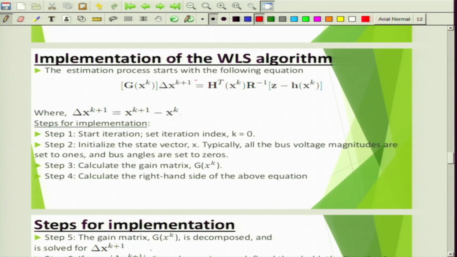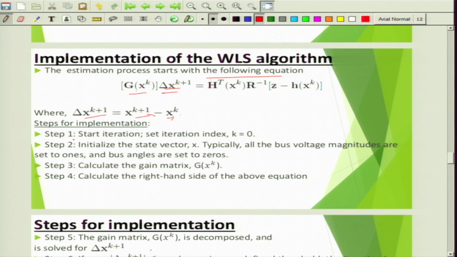The estimation process starts with the following equation, G(x_k) into delta x k plus 1, this is nothing but delta x k plus 1 is nothing but G(x_k) inverse, the same expression, we are just writing it like this, where delta x k plus 1 is equal to x of k plus 1 minus x of k. There is a set of procedure that you need to follow.